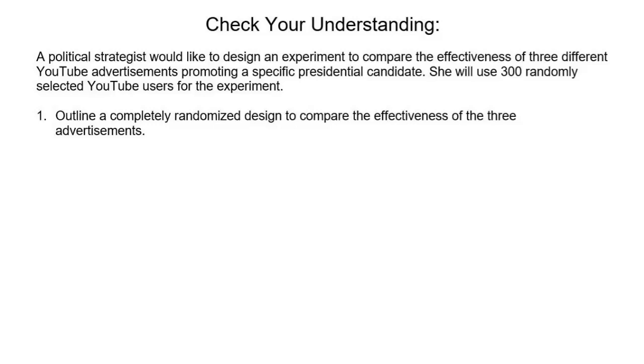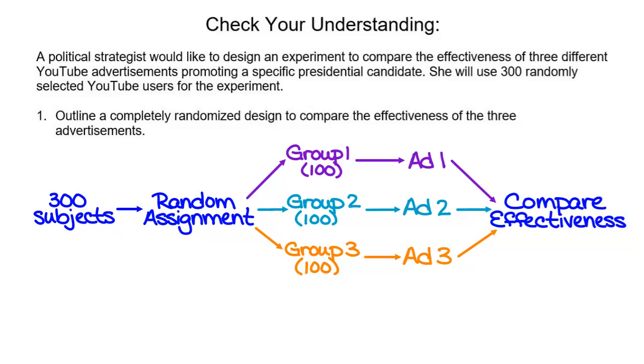Your completely randomized design should look something like this. 300 subjects, random assignment. Groups 1, 2, and 3 should each be about 100. Group 1 gets assigned to ad 1. Group 2 gets assigned to ad 2. Group 3 gets assigned to ad 3. And then at the end, you compare the results.